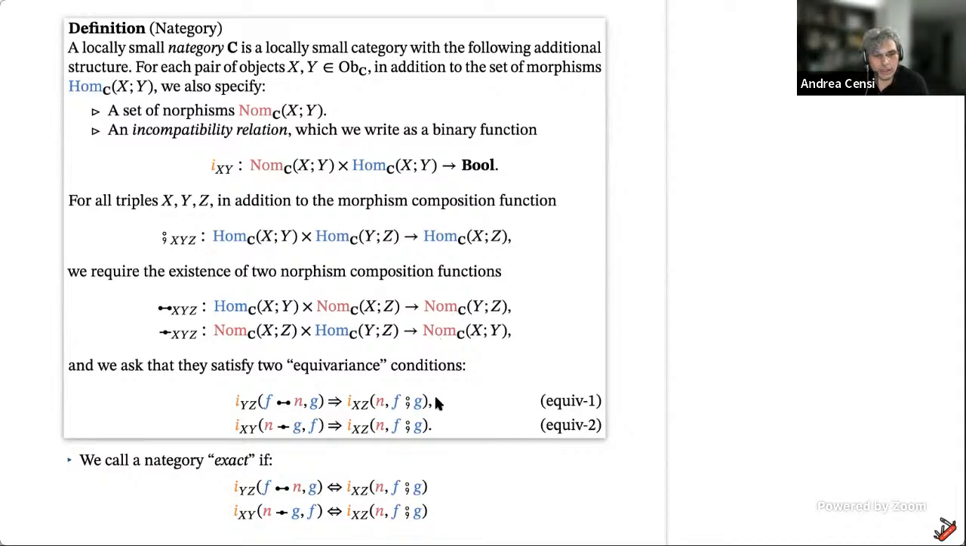Then I will introduce these equivalence conditions. So this will become more clear in the future, in a few slides. But I just want to say that what we want from this norphism composition operation is that they only look at the categorical structure, right? So they don't use any additional information that you might have. So if you're creating the norphism Fn and you exclude a morphism G, the only reason you can exclude it is that the composition of F and G will be excluded by N. I will show you some examples of this in a few slides. The last definition: if these conditions are satisfied in the other direction as well, we call the nategory exact.